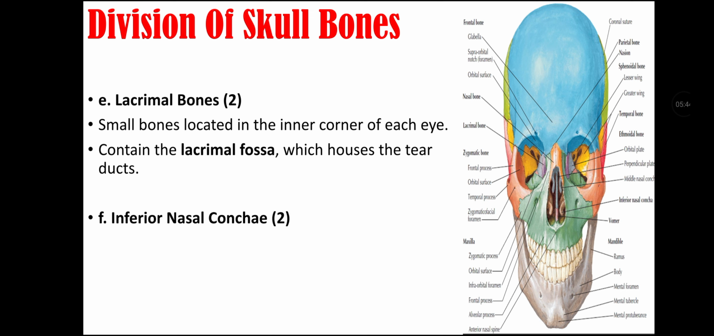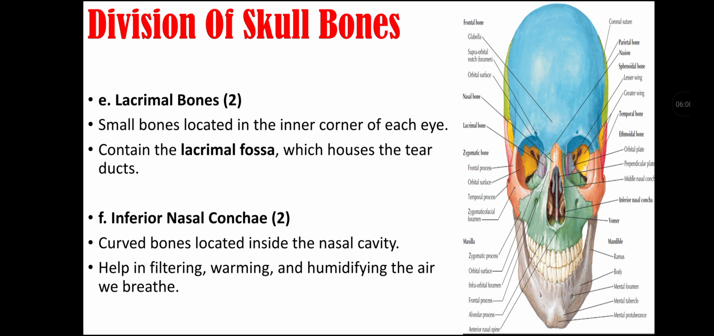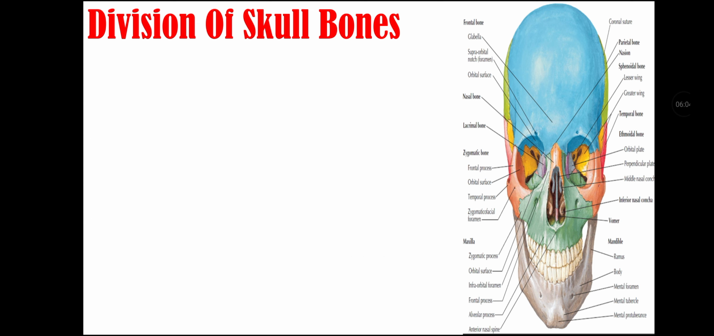Next bone is the inferior nasal conchae. As you can see in the diagram, in the nasal cavity, the inferior nasal conchae is there, and it is a paired bone, that means there are two inferior nasal conchae in every skull. They are curved bones that are located inside the nasal cavity. They help in filtering, warming, and humidifying the air we breathe.